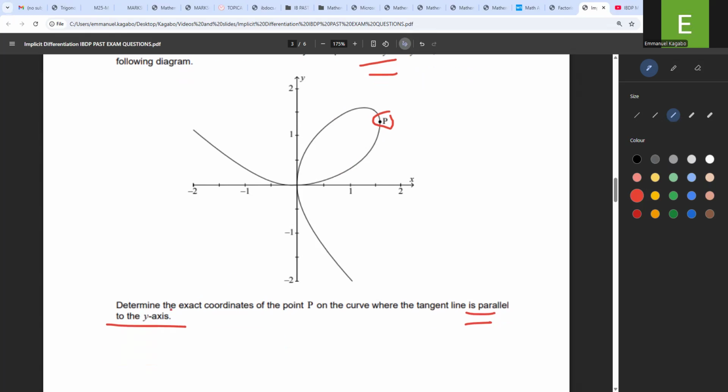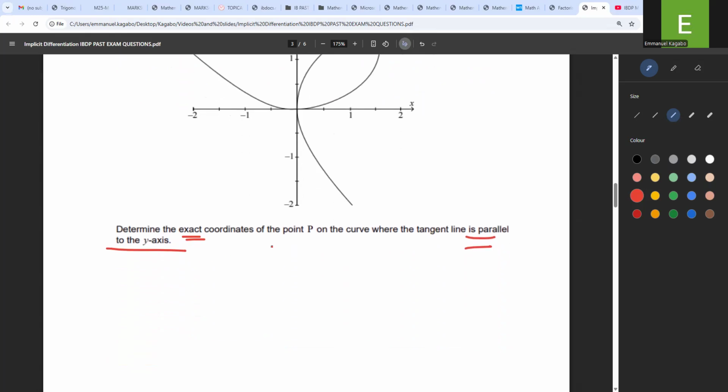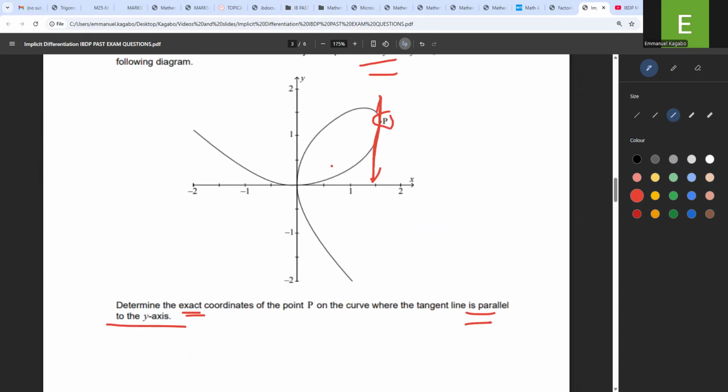Now, the question says, determine the exact, that's the key word here, the exact coordinates of the point P on the curve where the tangent line is parallel to the y-axis. The tangent is parallel to the y-axis. I'll get back to that when I start doing the question. By the way, you can pause the video and do the question.